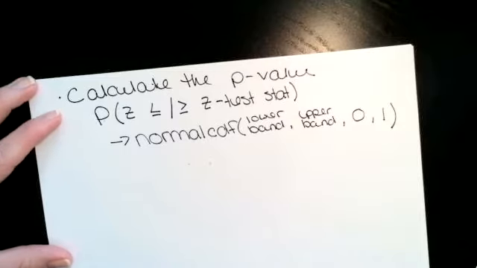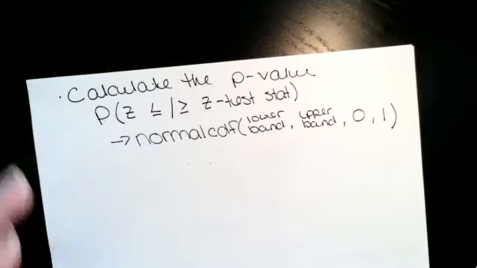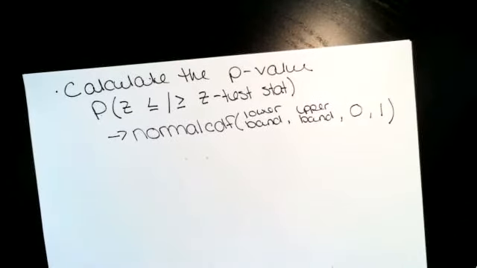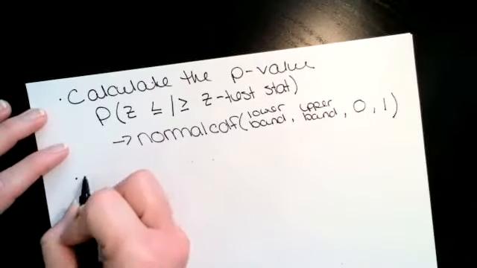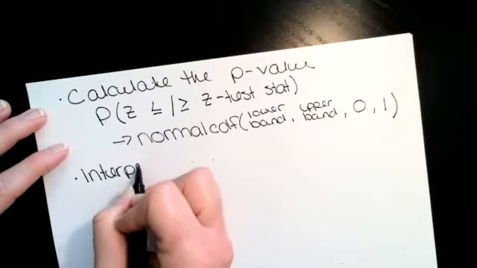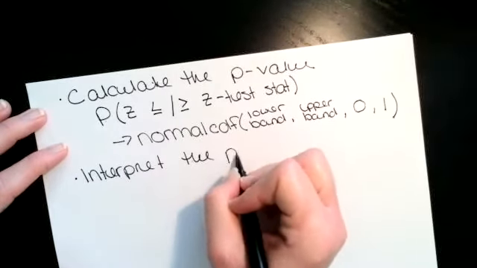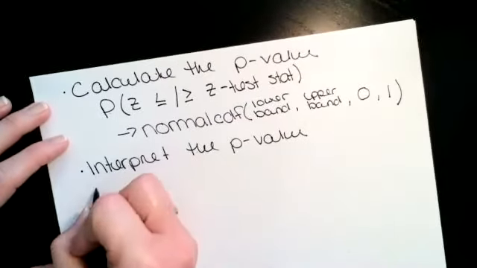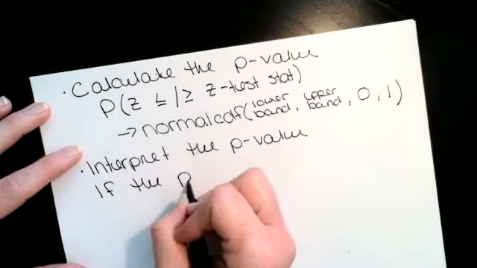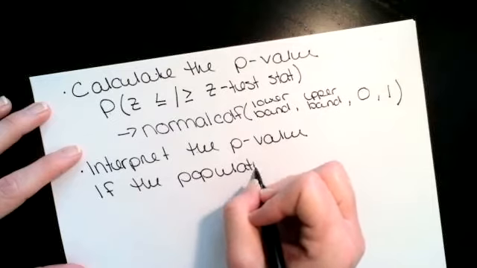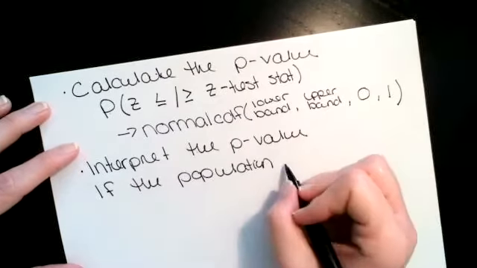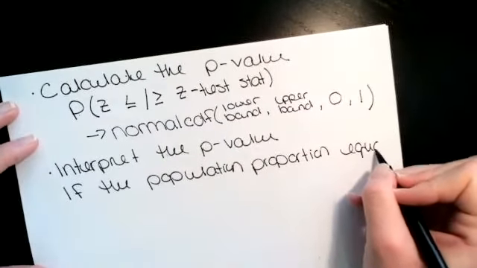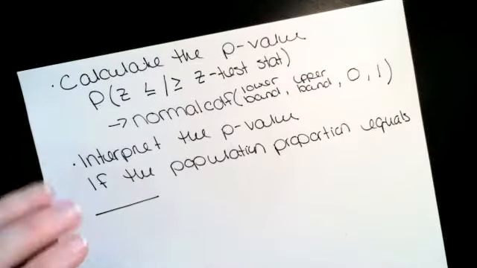Okay, so here my p-value is going to represent that probability of getting another sample proportion as far away from the center as my original one. Okay, so I'm going to do the same interpretation as numerical. Okay, so interpret the p-values here. So now I'm going to say if the population, now it's proportions, right? So proportion equals p naught.